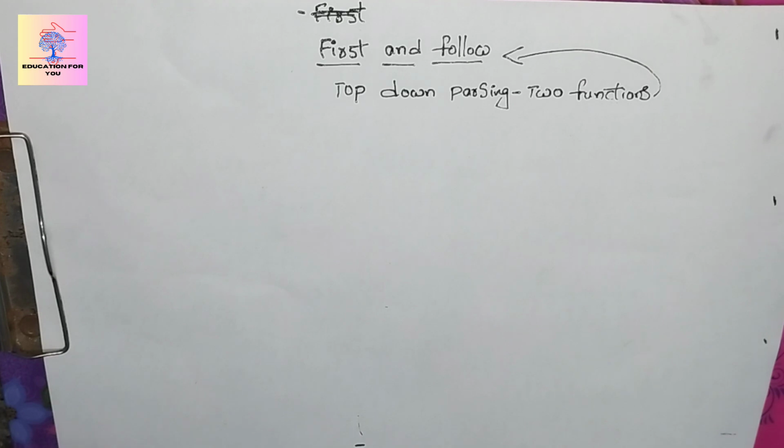A function means it can do some task. If you write some C program, that C program contains first and follow. In that C program, first and follow are the functions. In the first function, you have to mention some body. That body is related to some rules. So now what are we going to discuss? First has some rules.